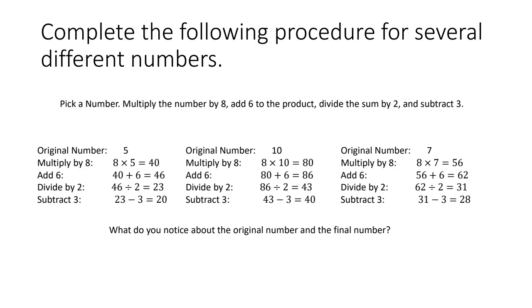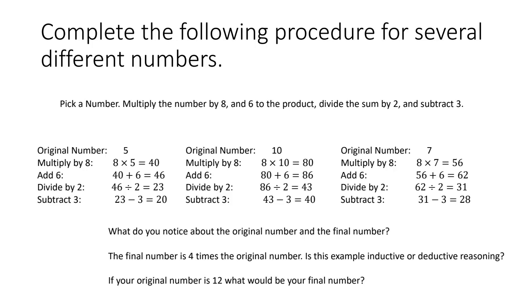Okay, so what do you notice about the original number and the final number? And so hopefully you can see that the final number is 4 times the original number. So if you have 5, 5 times 4 is 20. 10 times 4 is 40. 7 times 4 is 28. So if we had 6, which is the one I asked earlier, then we would have 6 times 4, which is 24.